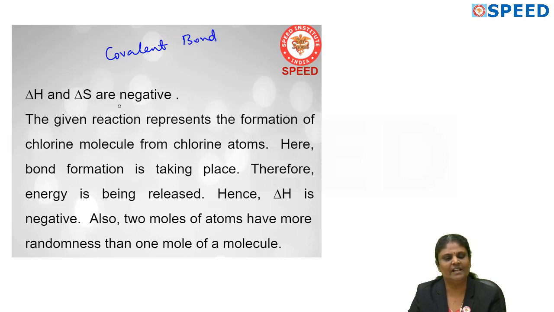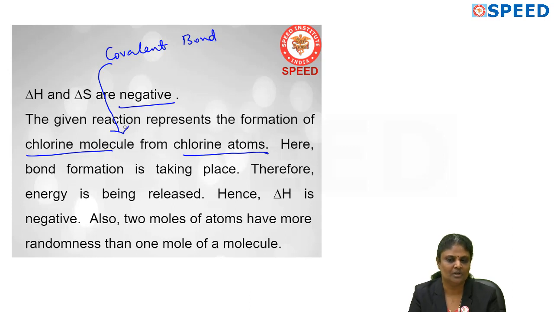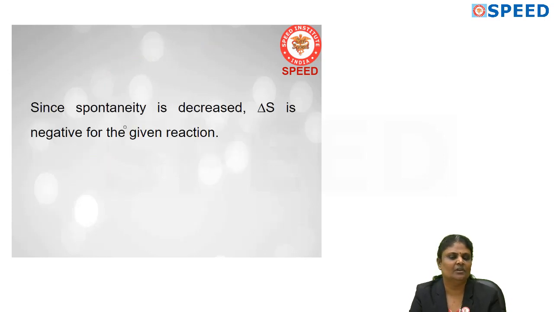Okay, so del H and del S are negative here, so only the third option is correct. The reason is that the given reaction represents the formation of a chlorine molecule from chlorine atoms. The type of bond formed here is a covalent bond. So that's the answer: del H is negative, and del S is also negative here. The spontaneity is decreased, so del S is also negative for the given reaction.